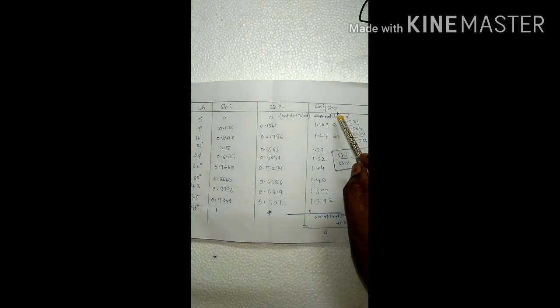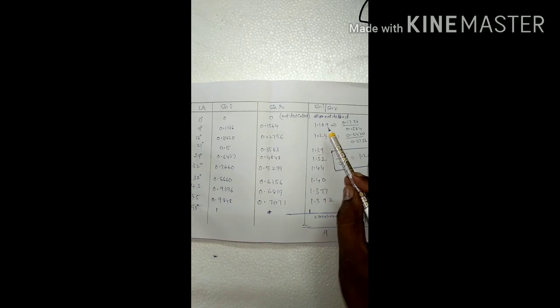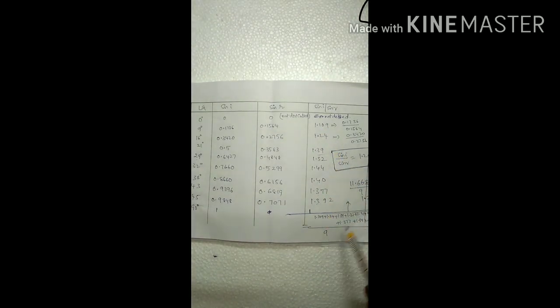Later in the third column, we took sin I by sin R. The average of sin I by sin R is 11.668 by 9. Why by 9 I taken? The formula is nothing but the sum of the values by the total number of values.